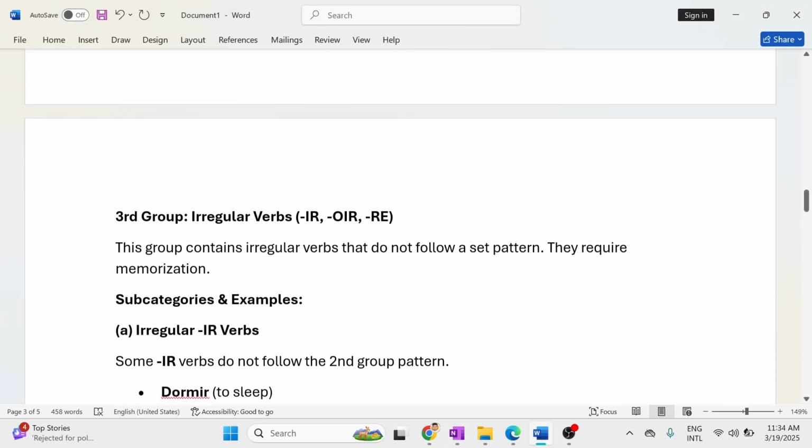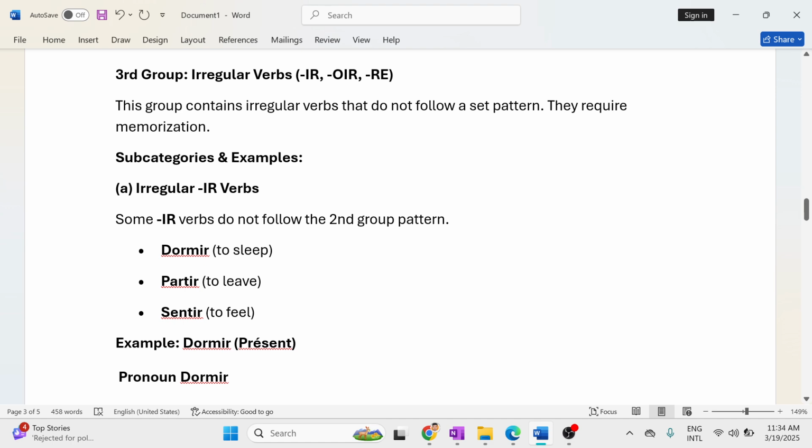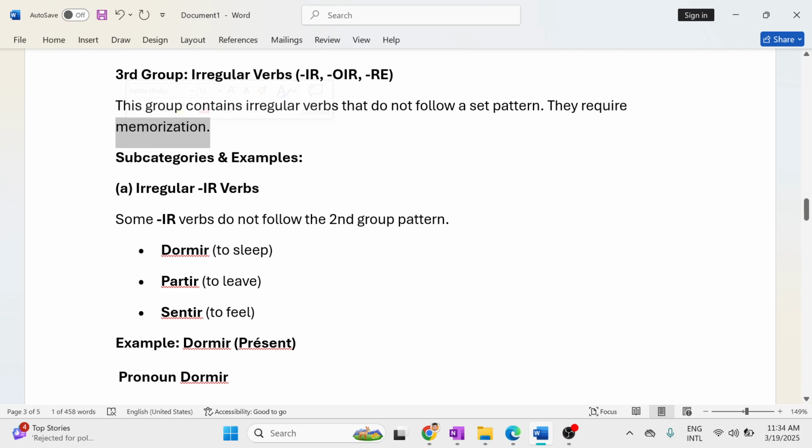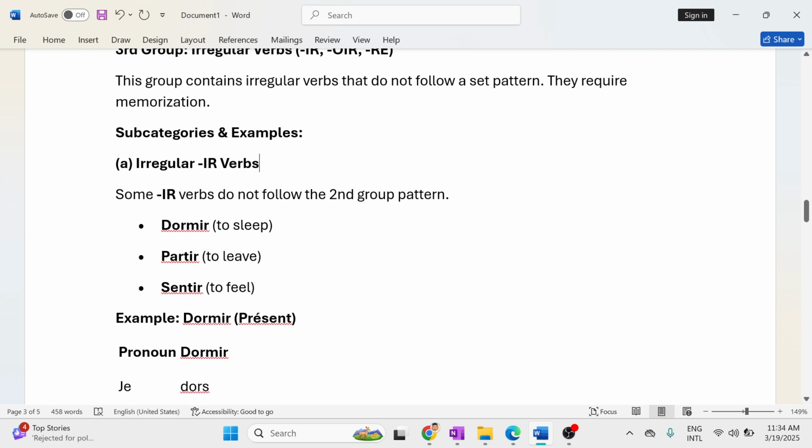And they are of course going to be very strange. So this group contains irregular verbs, which do not follow a set pattern. All these verbs require memorization. Okay, yes, learning them by heart will help you.